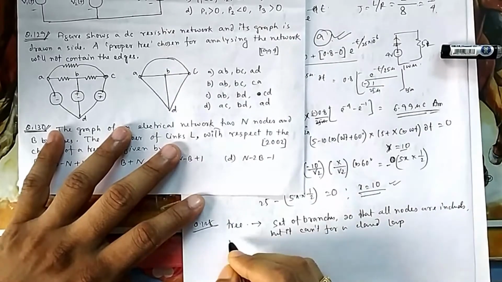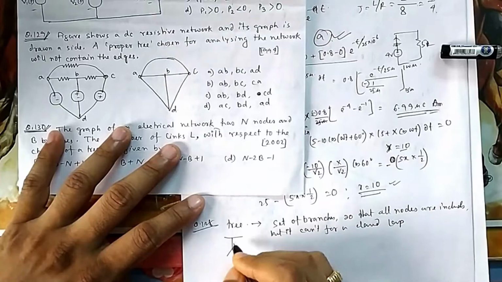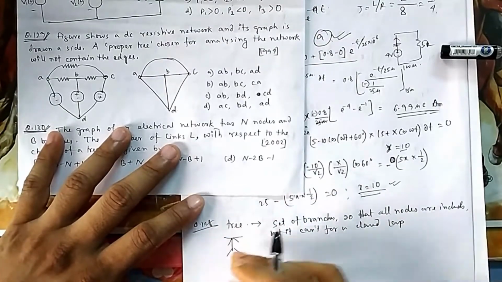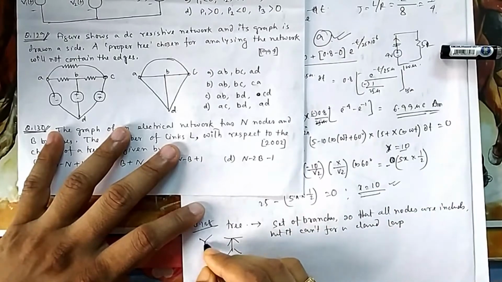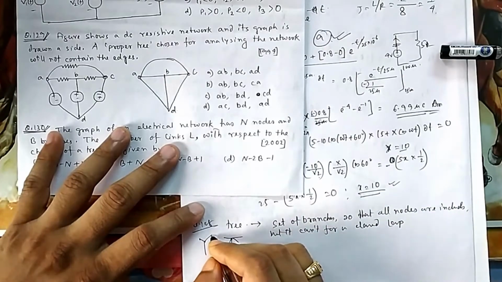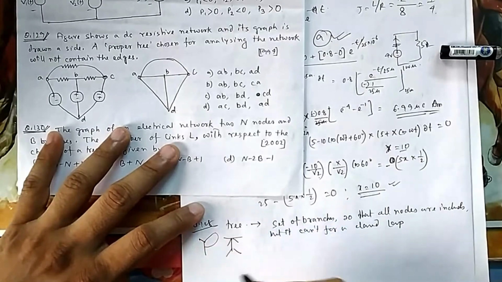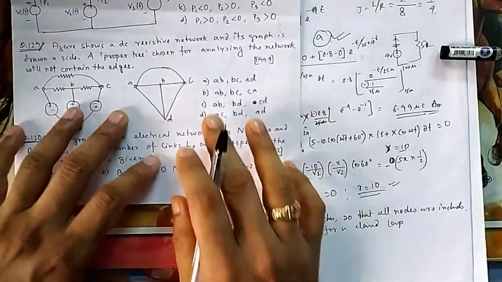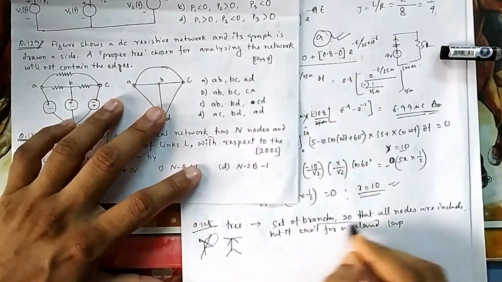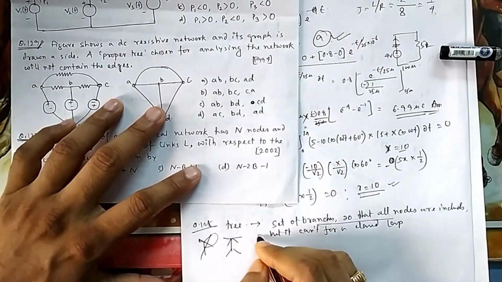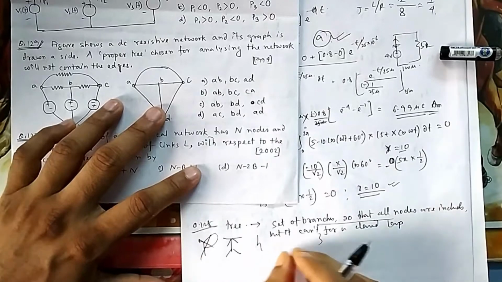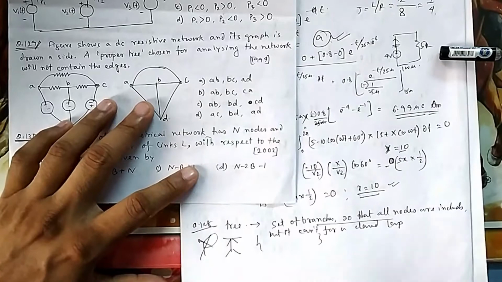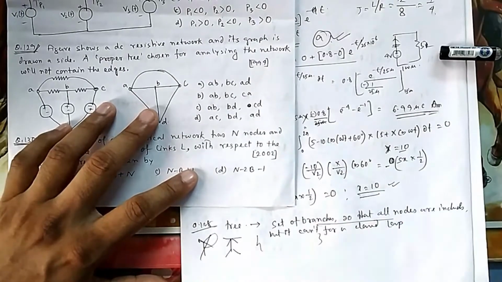So you can think tree means something of this fashion. Tree, what you draw as a tree, there should not be a loop. It's like a tree only. You think of a normal tree only. Okay. Now that means you have a set of branches. Set means inside the bracket, you will select all the branches so that all nodes are included. No node should be left, but there should not be any closed loop.